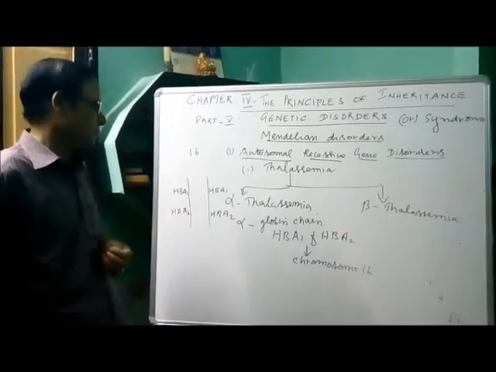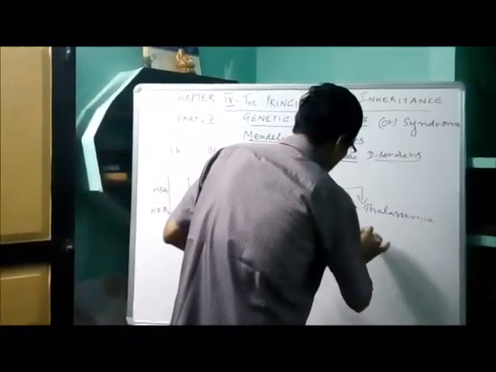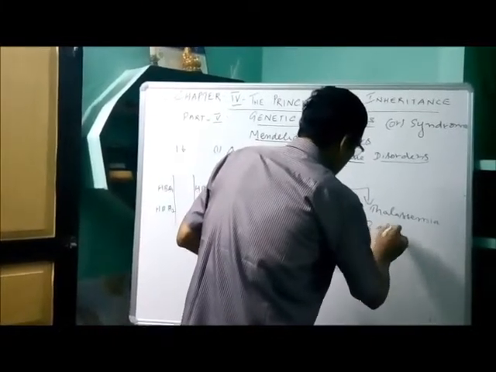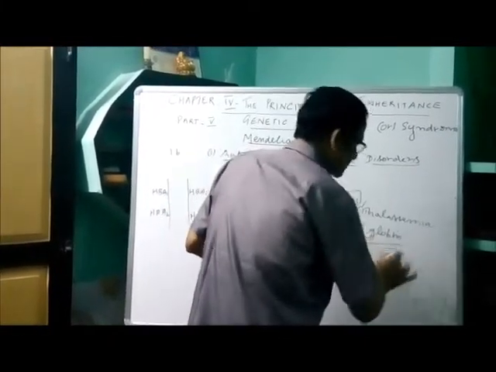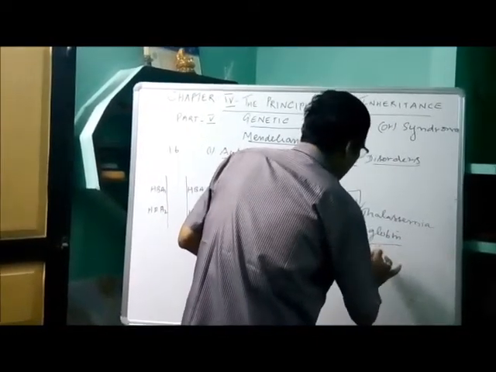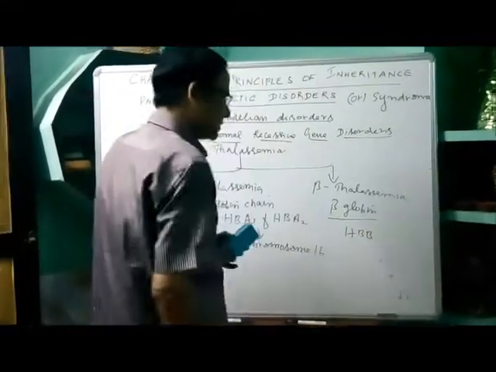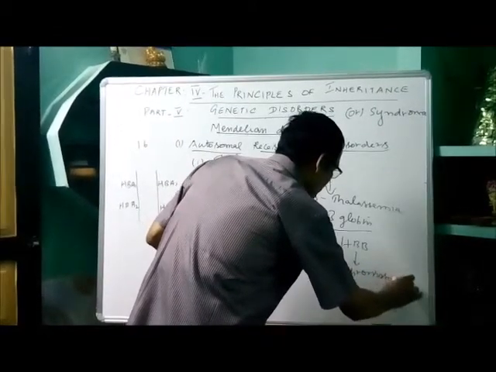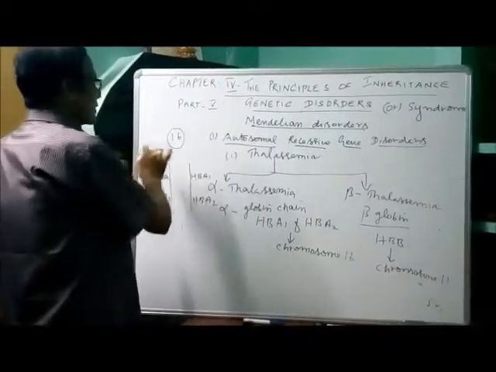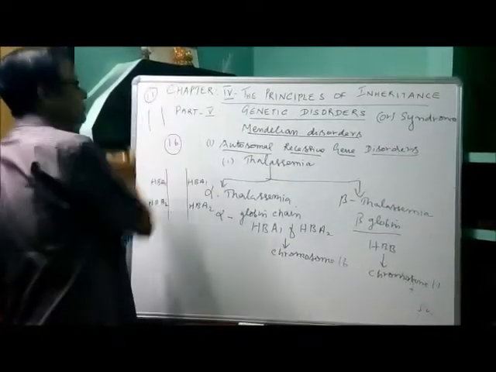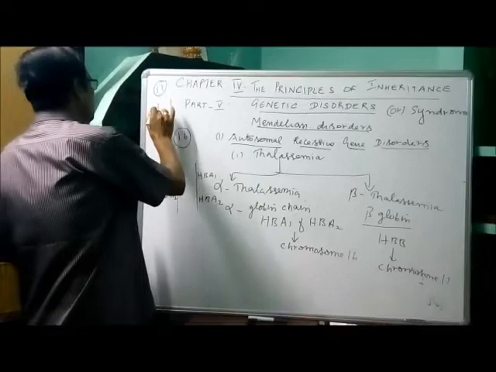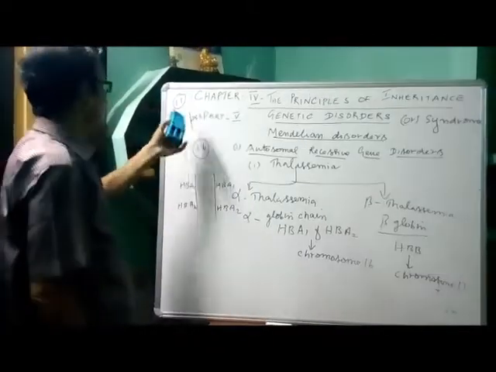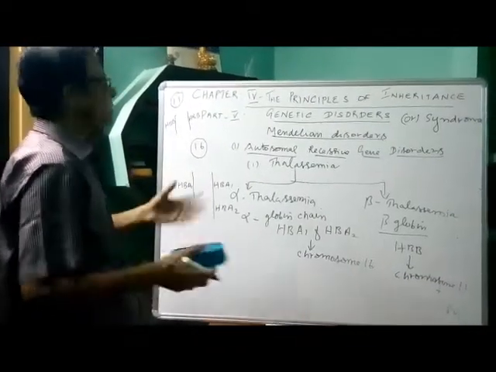Now the beta thalassemia. Beta globin synthesis depends on a single gene, HBB, located in chromosome number 11. Now this was the 16th chromosome; I am taking here the 11th chromosome. We have the gene HBB. This is the gene, assuming it may be located at one of the loci, maybe 6 or 7.